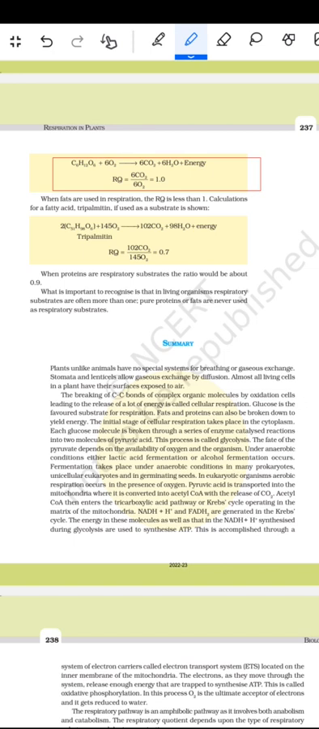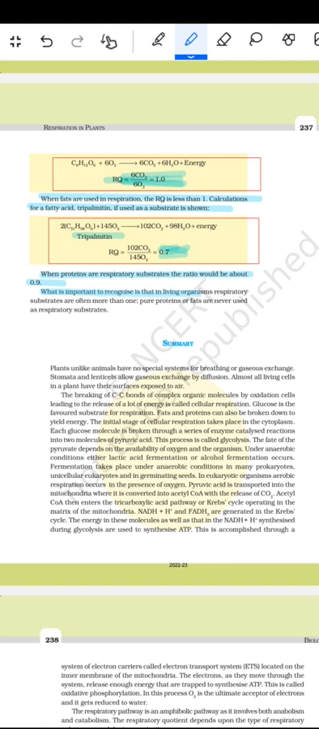फिर आता है when fats are used in the respiration, the RQ is less than 1. Calculation of RQ for fatty acid tripalmitin if used as a substrate is shown below. तो कहता है कि ये ट्राइपैल्मिटिन है, इसमें O2 डालें तो रेस्पिरेटरी कोशेंट कितना आता है. ट्राइपैल्मिटिन के लिए रेस्पिरेटरी कोशेंट जो आता है 0.7 आता है. उसी तरह से कार्बोहाइड्रेट का रेस्पिरेटरी कोशेंट कितना आता है तो 1 आता है. प्रोटीन रेस्पिरेटरी सबस्ट्रेट होगा तो रेशियो would be 0.9 आएगा.